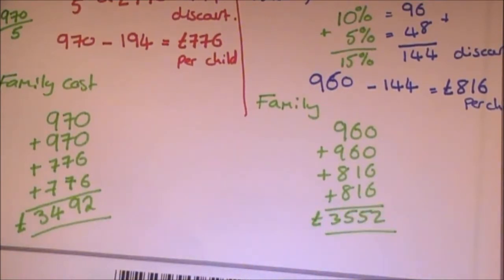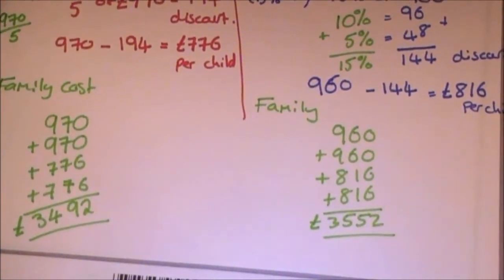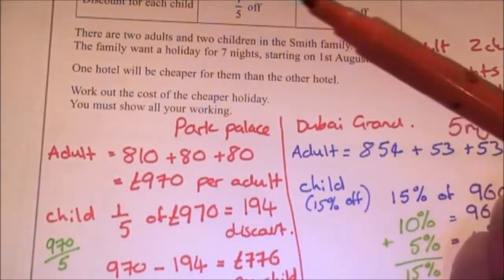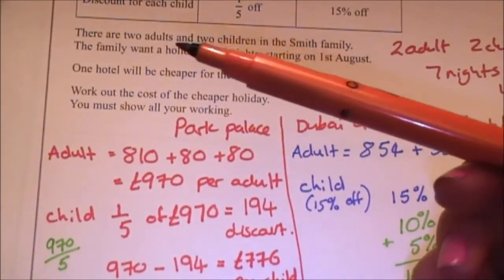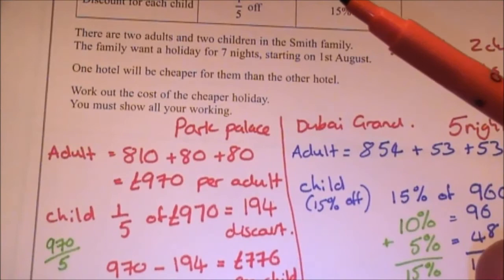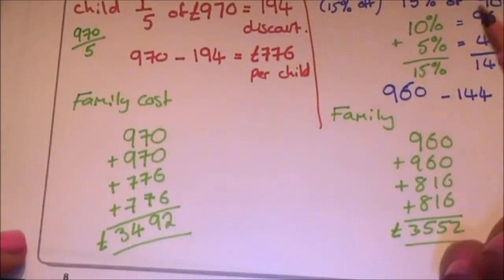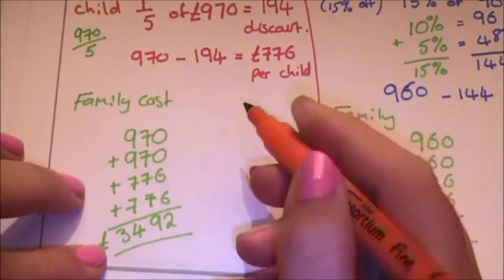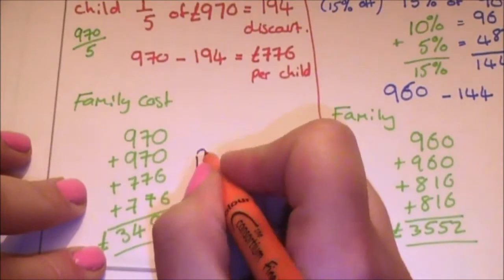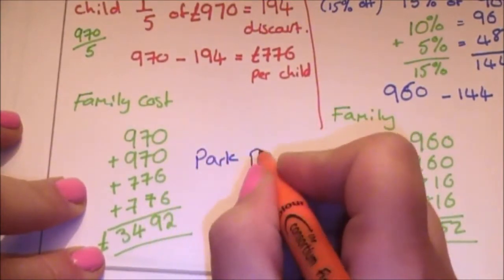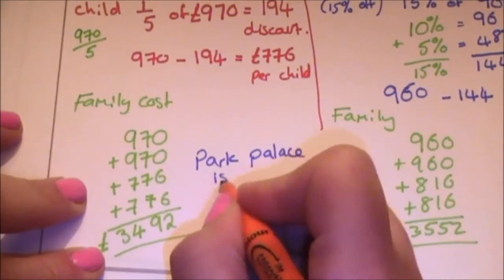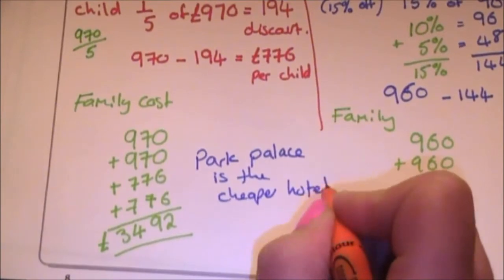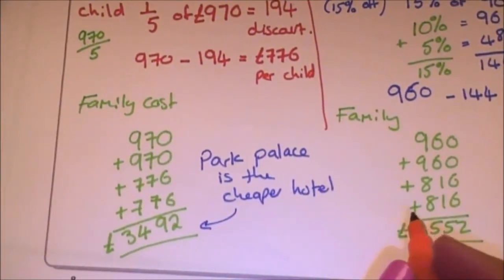So let's have a look at what the question was actually asking again. Now I found the costs. They wanted to know, well, they told us that one hotel will be cheaper. They want to work out the cost of the cheaper hotel. You must show all your workings. So I can see that the lowest price is this one, but they specifically asked for the cheaper hotel. So I'm going to very clearly say that Park Palace is the cheaper. So I've made my statement that Park Palace is the cheaper hotel.